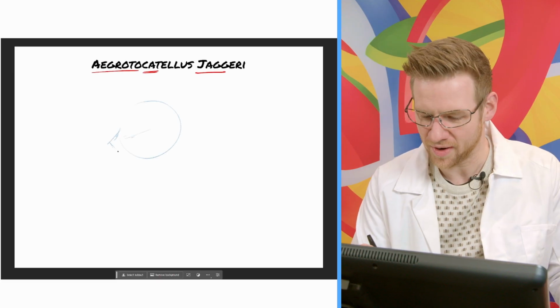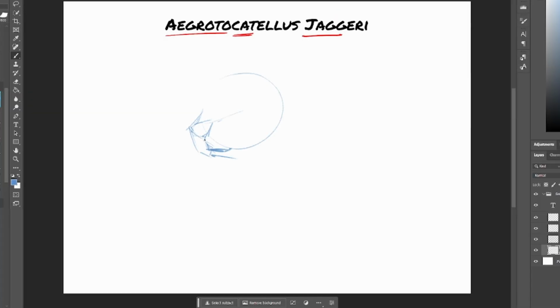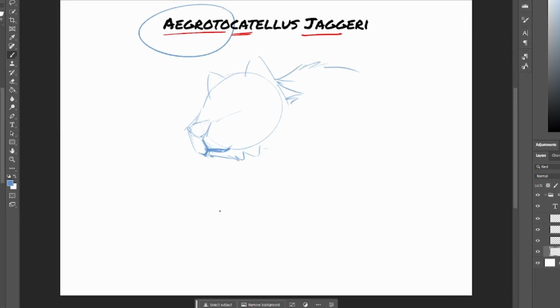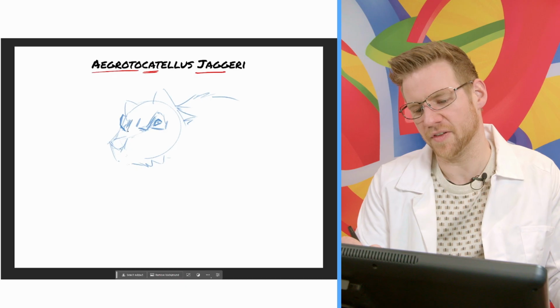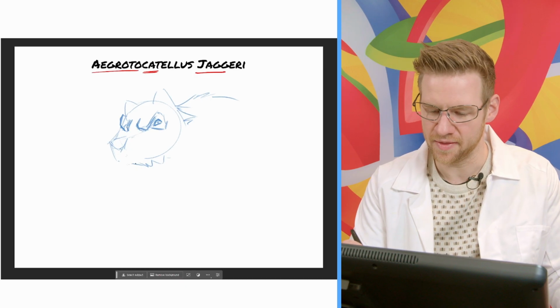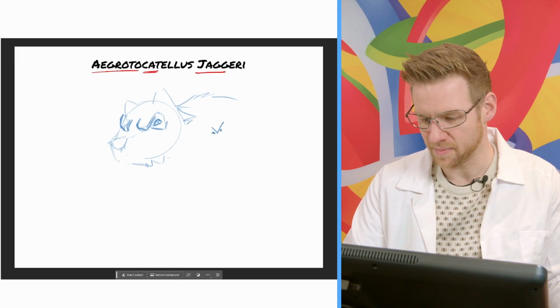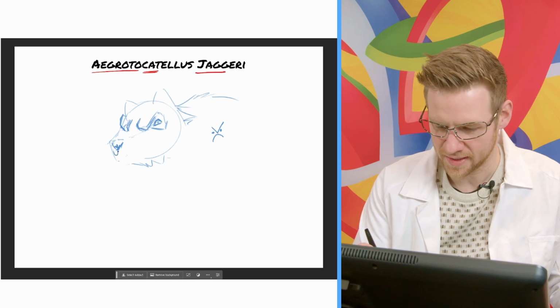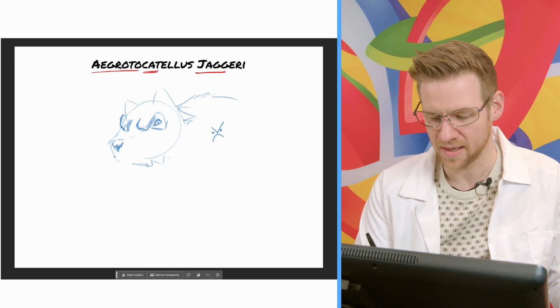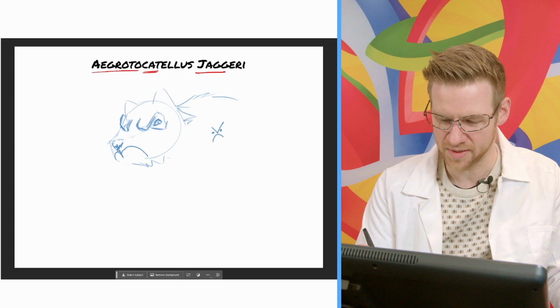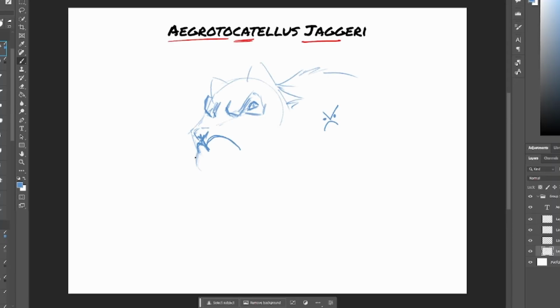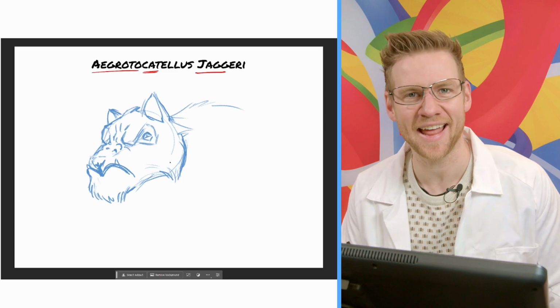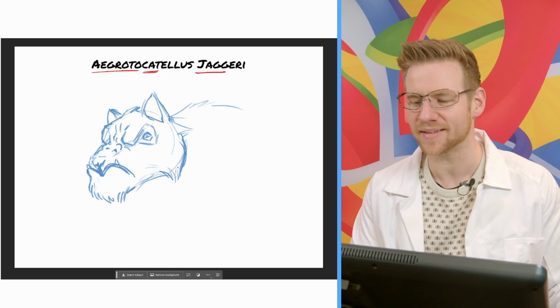I don't have a lot of practice drawing big cats. I know little cats have the little mew mouth, there you go. I feel like we need to channel the angry face, like the emoji. So the Aegrotocatellus jaggeri, instead of having an upturned mouth, has the opposite. It's like an M instead of a W. That's how you know it's very angry. I think I've nailed this, the Aegrotocatellus jaggeri.